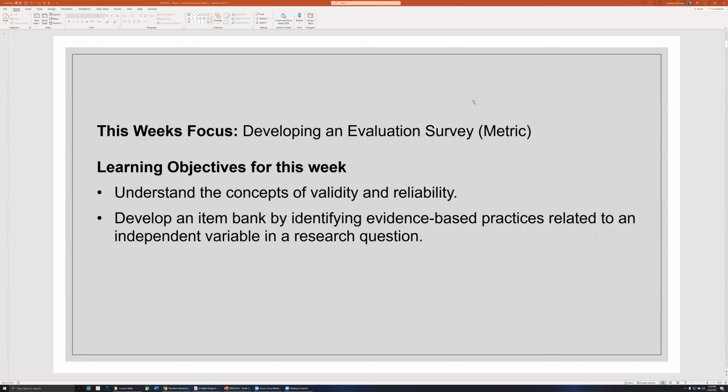So this week, our learning objectives are to understand the concepts of validity and reliability. That's going to be a brief discussion. And the majority of this video is about learning how to develop an item bank. So what an item bank is, in the process of identifying evidence-based practices related to your independent variable in your research question to create that item bank. So we'll talk about what the item bank is, what it contains, and how to make one.